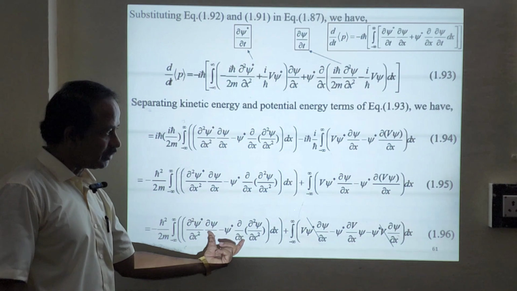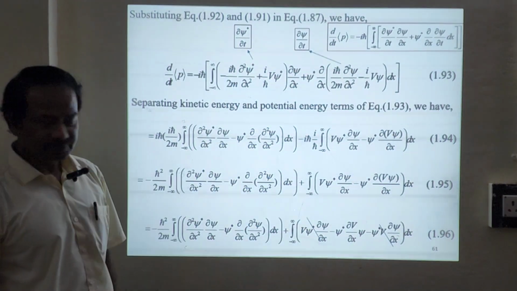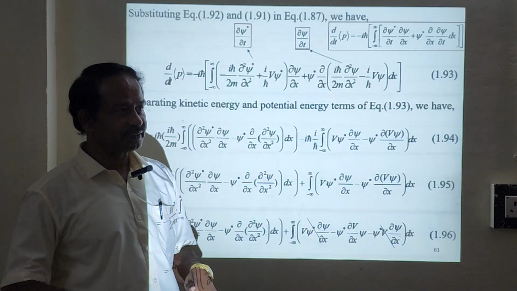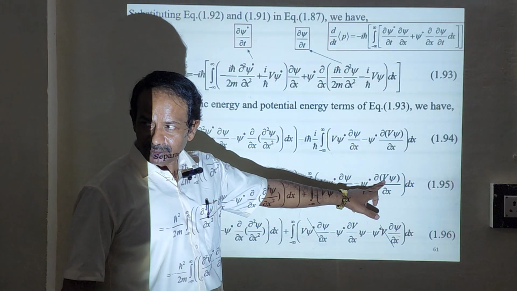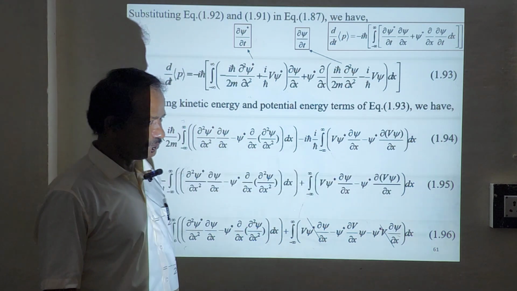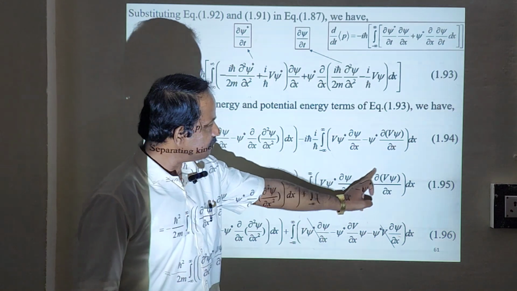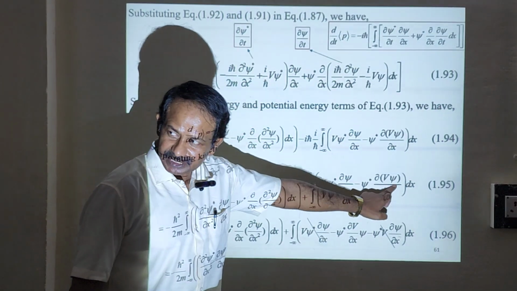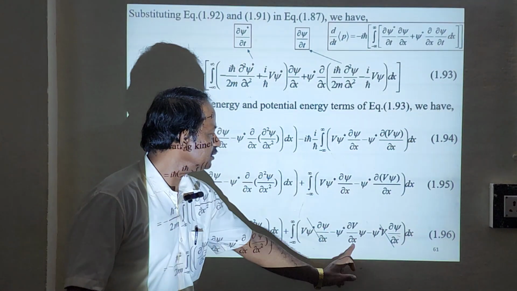Now we write the same term here. The last term V psi is here. Just differentiate with respect to x, because V also depends on x, psi also depends on x. So keep V as constant and differentiate psi, plus keeping psi as constant, differentiate V. Is it clear? You have to differentiate V and psi both. So you will get these two terms.